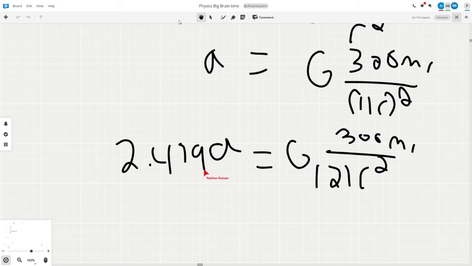So that means the acceleration on Jupiter is about 2.479 times greater than it is on Earth. And since the answers are only greater, less, or about the same, the answer is greater. Is there anyone who's confused by that?